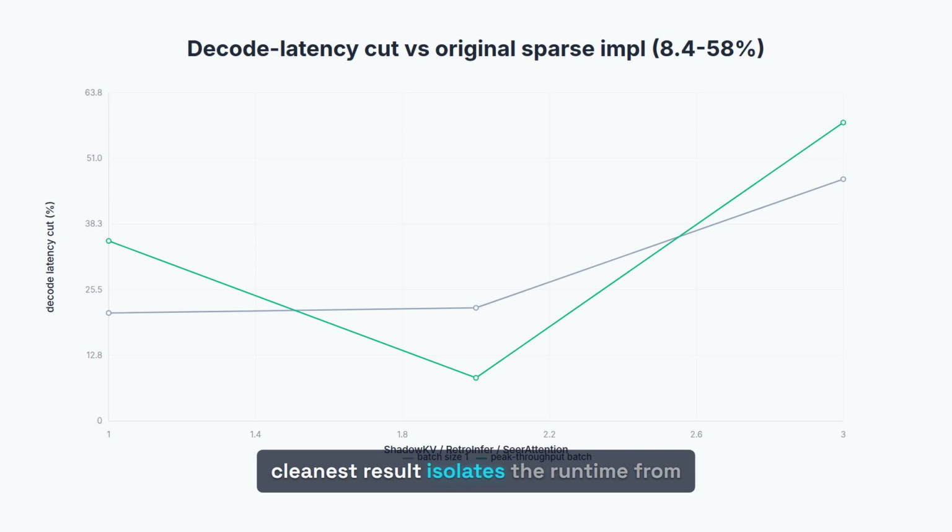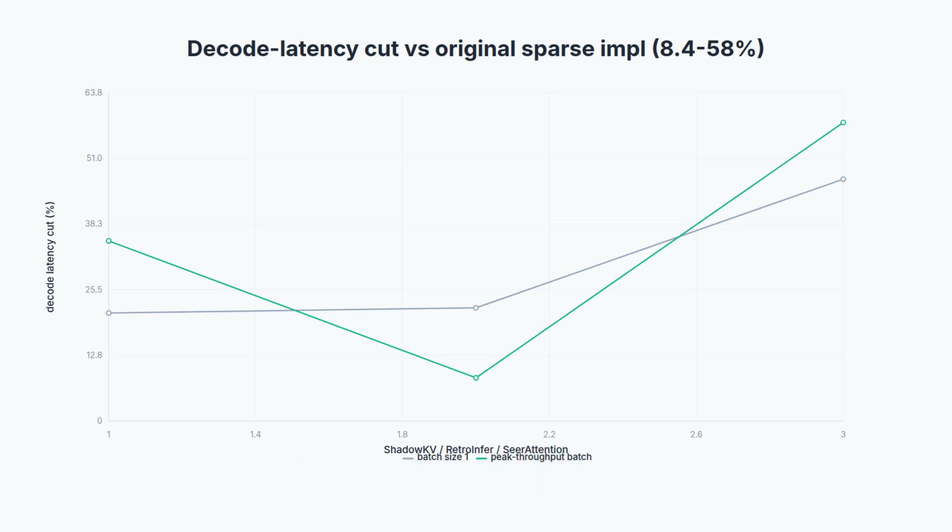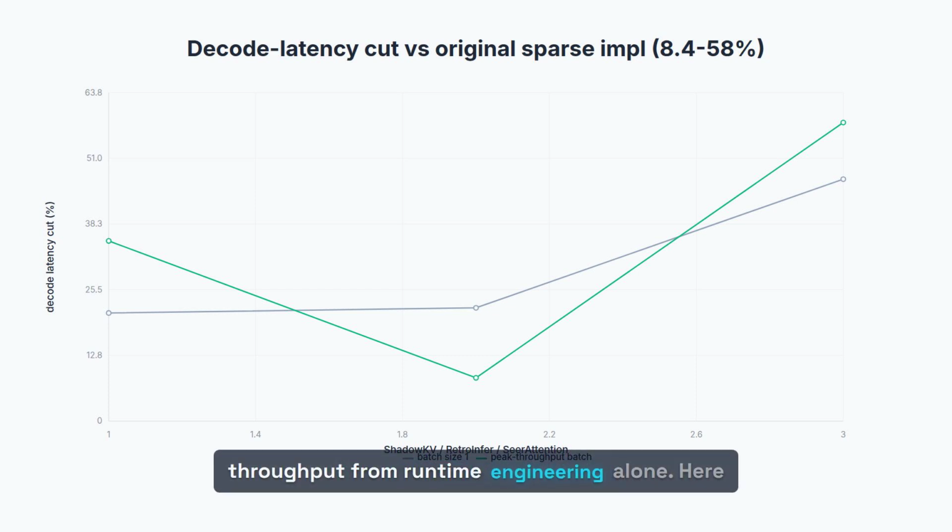The cleanest result isolates the runtime from the algorithms. Run the same sparse method under Spin and under its original implementation. ShadowKV decode latency drops 21% at batch 1, 35% at peak. RetroInfer drops 22% and 8.4%. SeerAttention drops 47% and 58%. The envelope is 8.4 to 58% lower decode latency, up to 2.39 times throughput from runtime engineering alone.